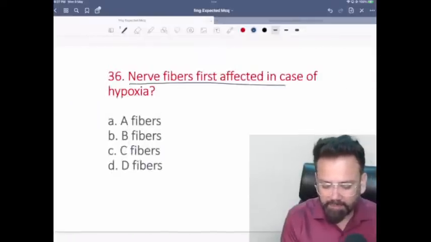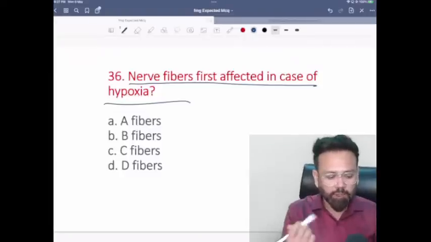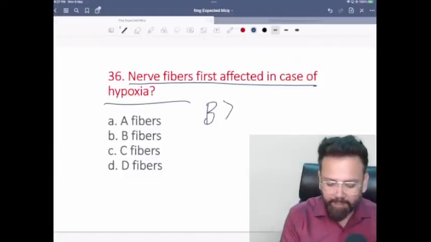Nerve fiber first affected in case of hypoxia. Just now I have discussed this. B greater than A greater than C. Answer is B.